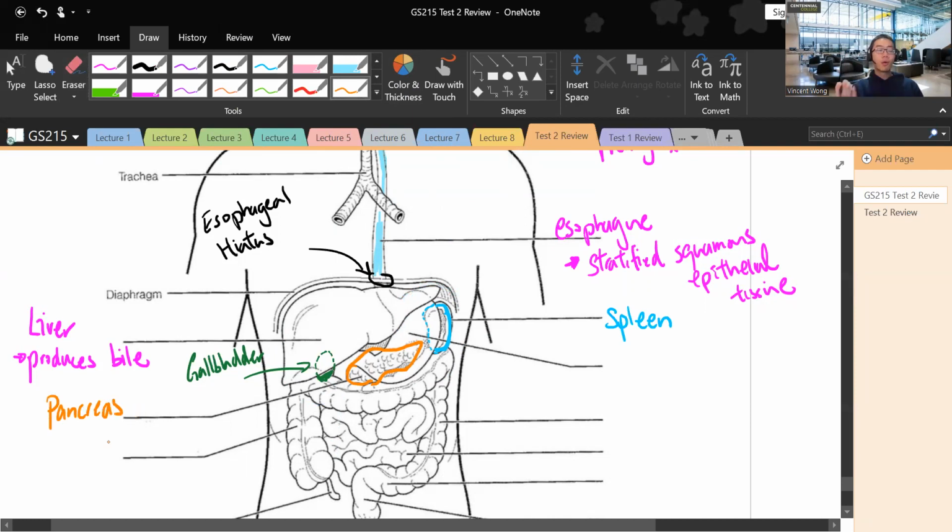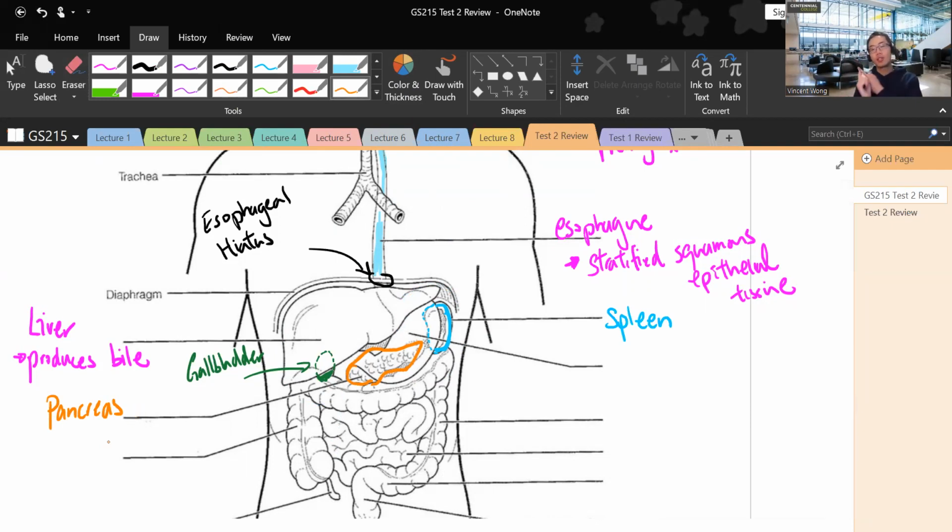The pancreas secretes the pancreatic juice, which helps neutralize the HCl in the chyme as it's going to the duodenum. It also contains a mixture of digestive enzymes.